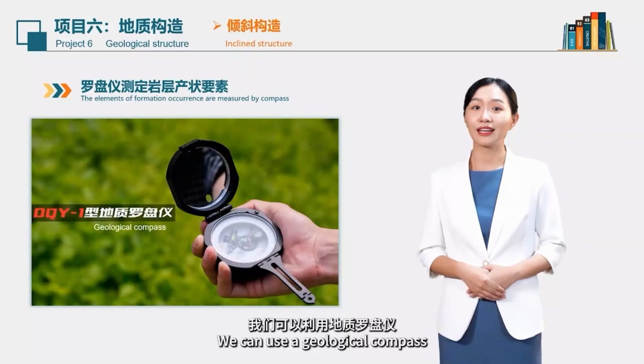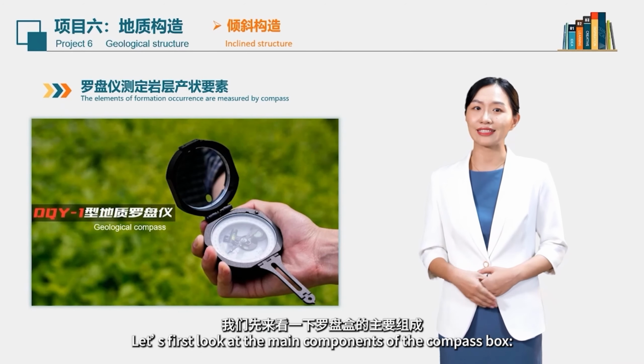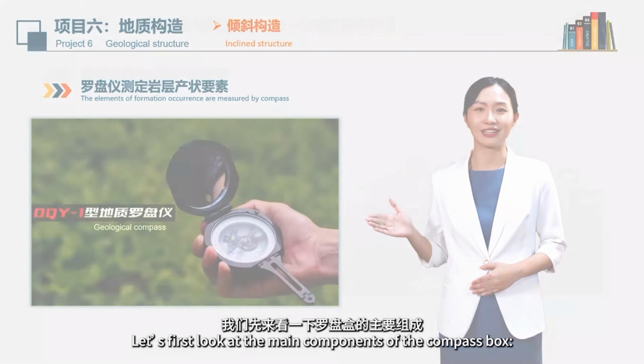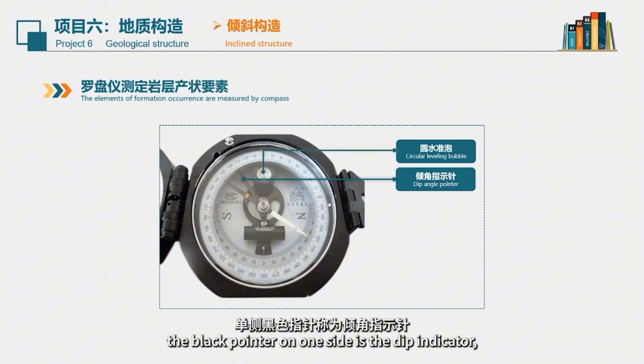We can use a geological compass to measure the elements of a rock layer's occurrence. Let's first look at the main components of the compass box. The circular structure at the top is called the circular bubble. The black pointer on one side is the dip indicator.